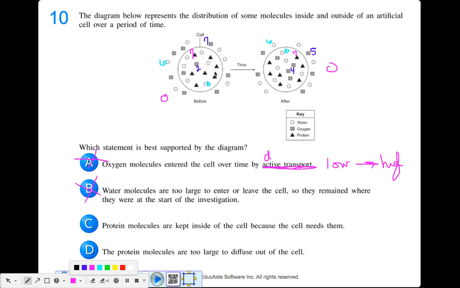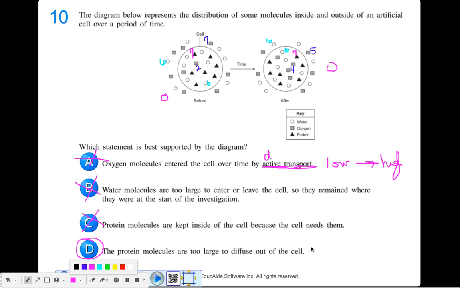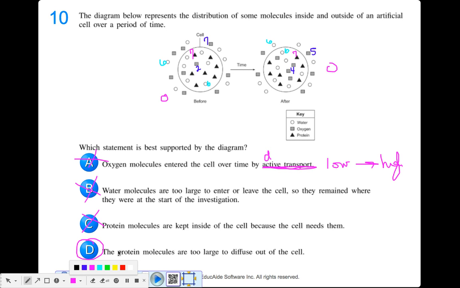This is where some people got tricked up. Proteins are kept inside the cell, right? But it's not because the cell necessarily needs them. The cell also needs to get rid of proteins. It's constantly shuffling proteins in and out of cells. But the problem is that they are too large to diffuse outside of the cell. They can't just diffuse. You need active transport to get these proteins out because they're so big. So the correct answer for that would be D.